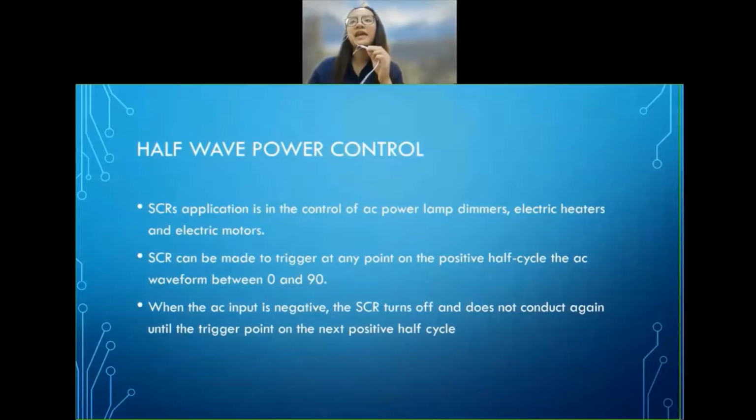SCR can be made to trigger at any point on the positive half cycle of the AC waveform between 0 and 90 degrees. When the AC input is negative, the SCR turns off and does not conduct again until the trigger point on the next positive half cycle.